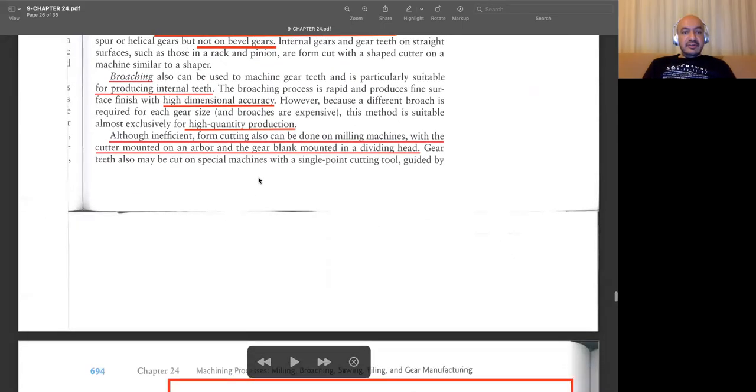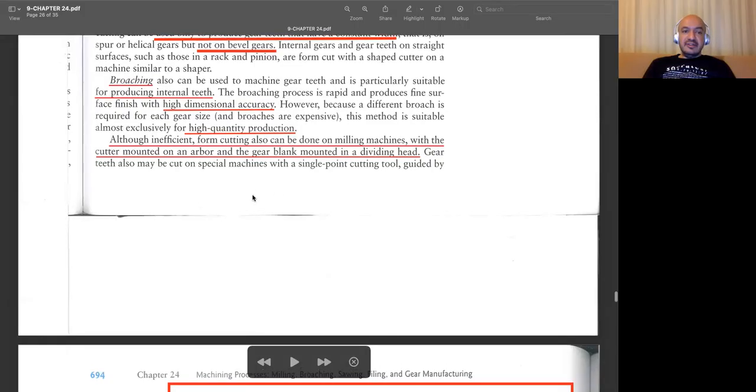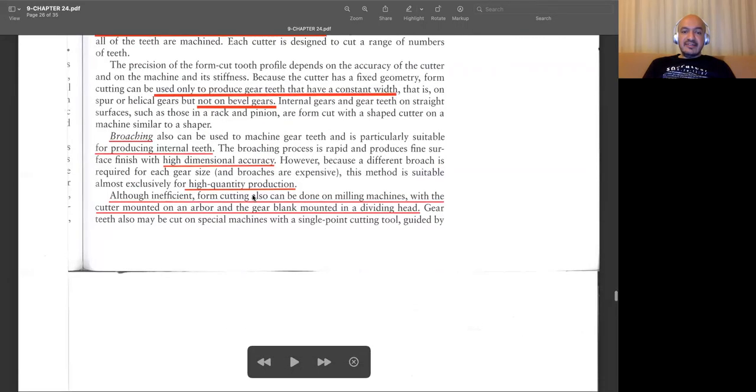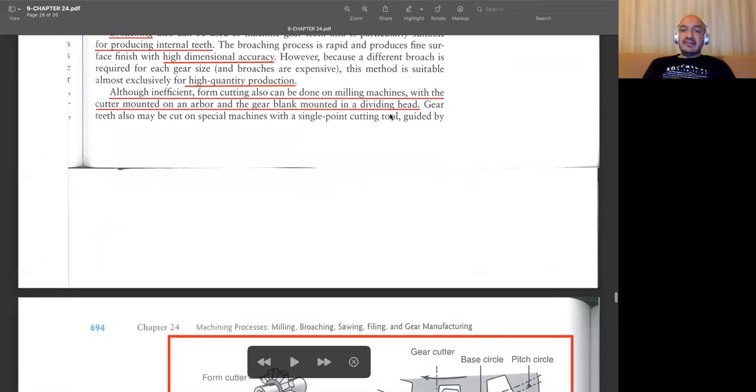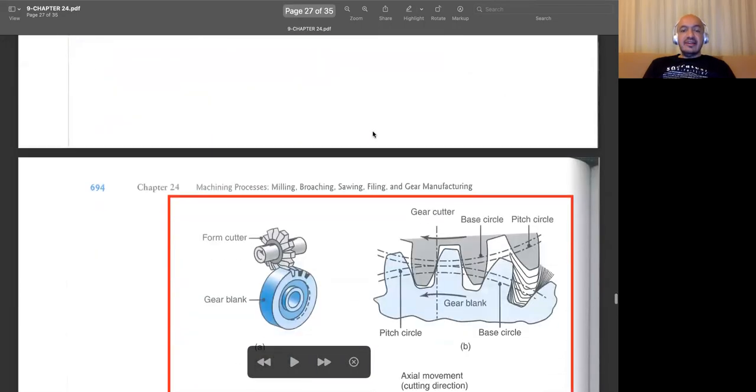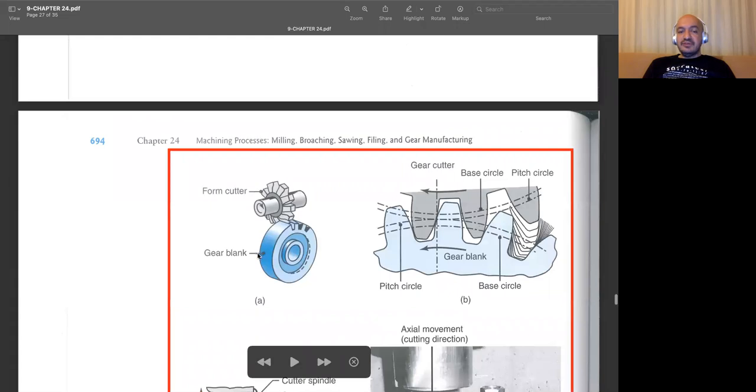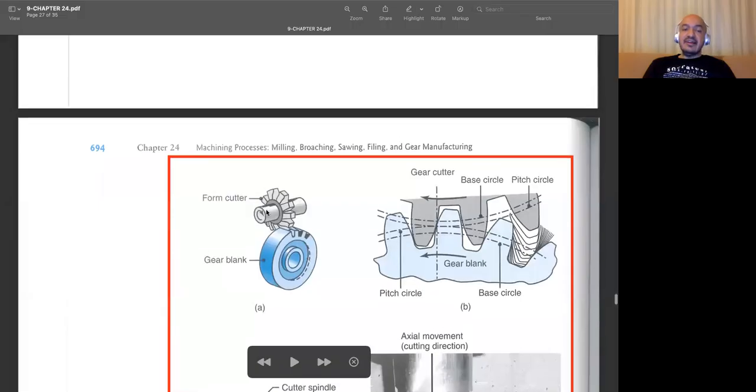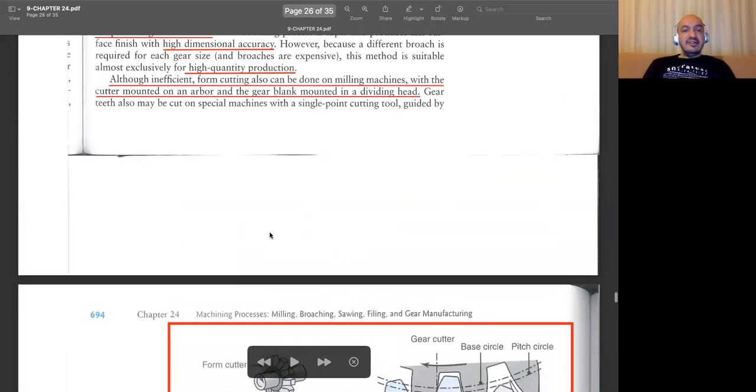And on milling machines, you can do form cutting. The thing is that you need to use a dividing head. How you use that head: you mount your gear blank into that head, and then you can set the degree of your rotation with the help of this dividing head, and then with the help of your horizontal milling cutter, you can go into these teeth and try to open the profile.